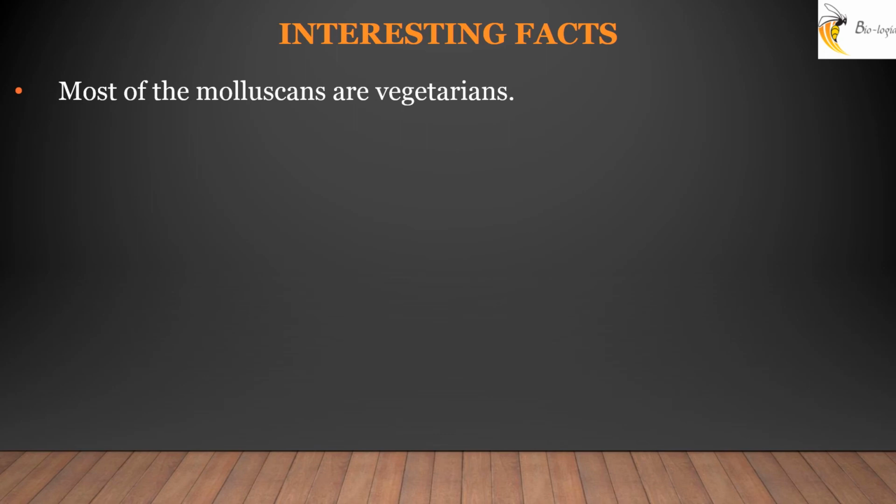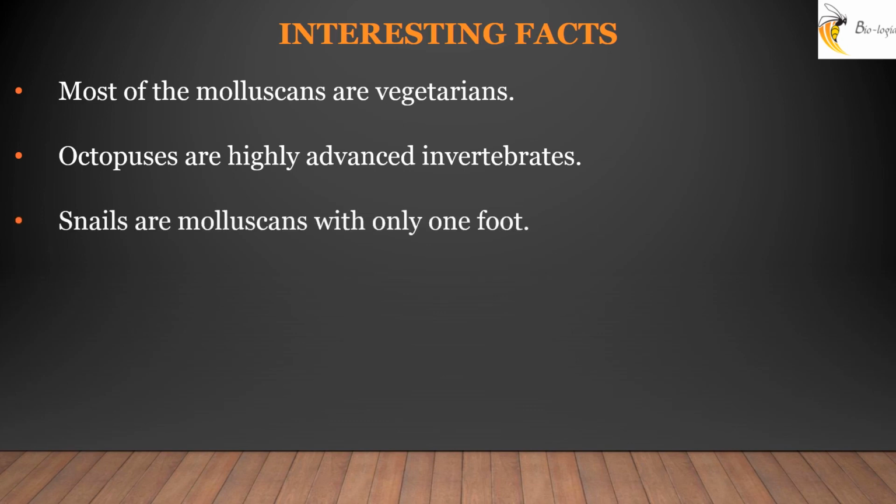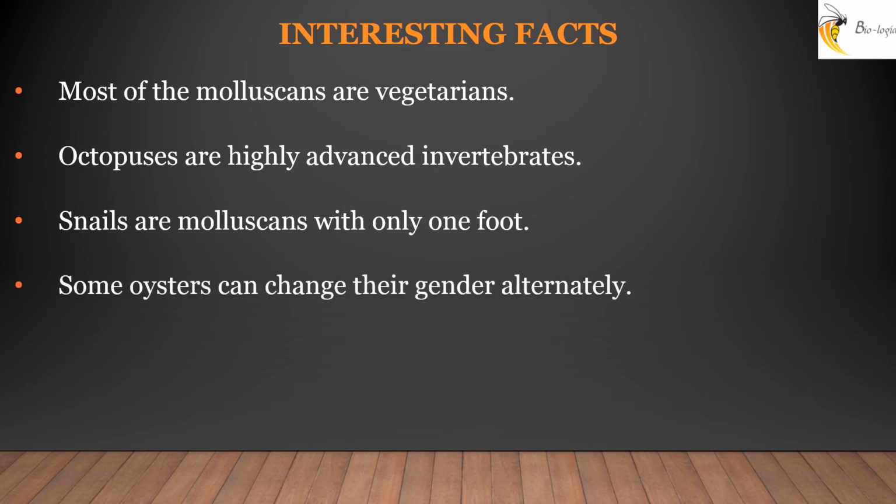Let us conclude with some interesting facts of molluscans. Most of the molluscans are herbivorous and feed on algae. Others may be filter feeders. Octopuses are highly advanced invertebrates. They can recognize different colors. They also use different tools to build homes and are effective communicators. Snails are an interesting group of molluscans with only one foot. Some oysters can alternate genders, that is, they can become male one year and female the next year.